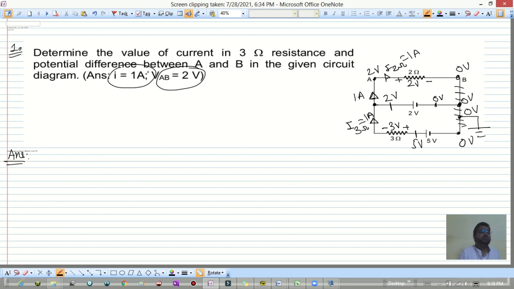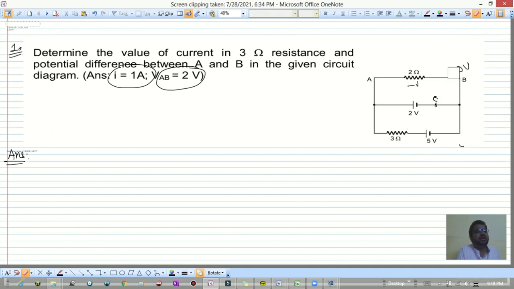Now some of you will ask, why sir, you considered the ground only at this point, that is at point B? Why can't we consider it at any other point? So you can consider it at any point. That is not at all an issue. You can consider the ground at any point. So see here, I'll consider the ground at this point. What will happen? Nothing will happen. This is 0 volt then. This is 0 volt then.